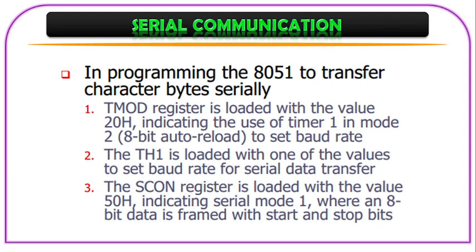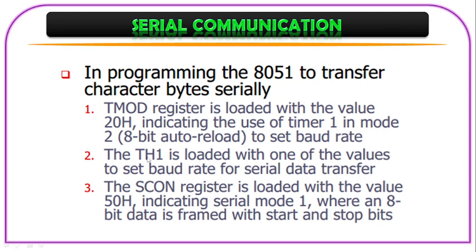So use timer 1 in mode 2, and then TH1 is loaded with the value to set the baud rate. As told already, if it is 9600, you have to load -3 or FD. -3 is nothing but FD in hex. Similarly, for every baud rate, there is a count number that has to be loaded into this.